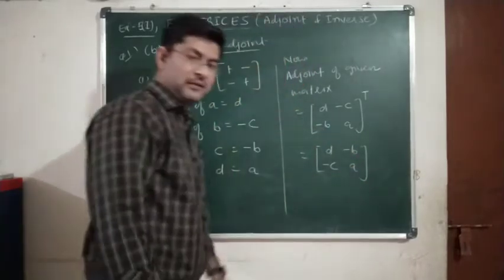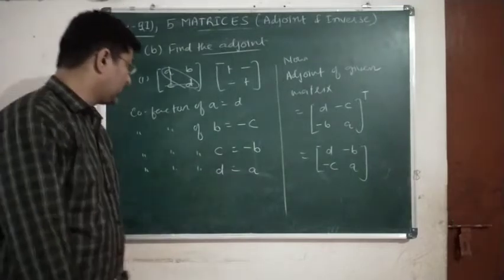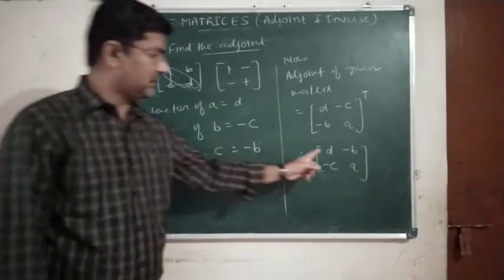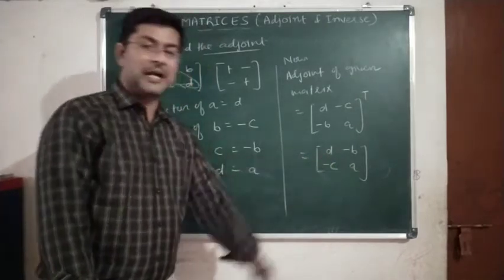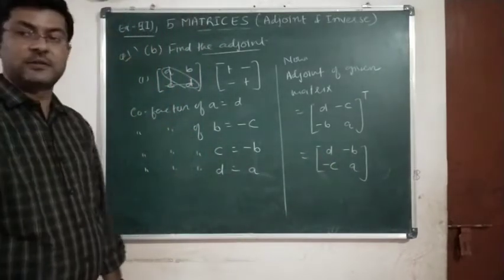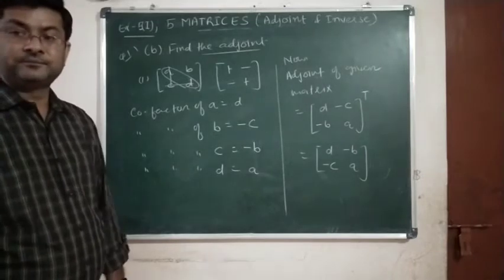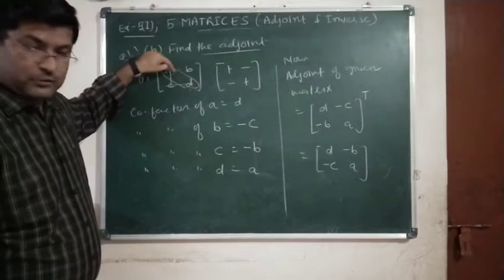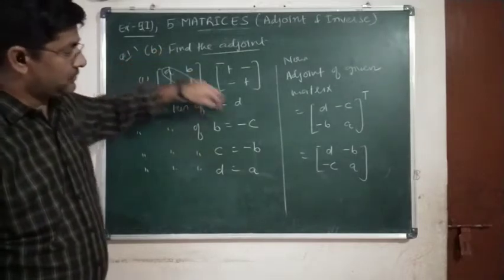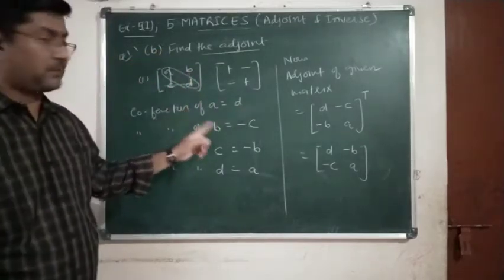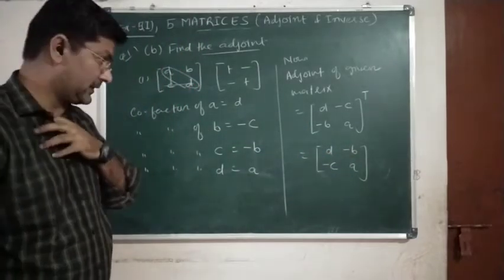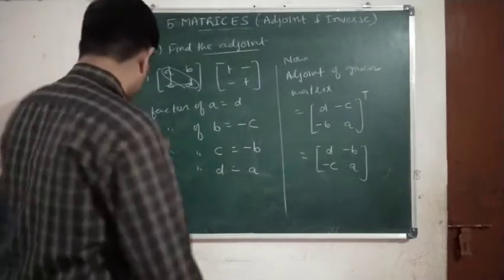Now let us check with the help of the rule we have. We are interchanging the diagonal elements, so obviously you notice that the diagonal elements are interchanged. We will change the signs of the off-diagonal elements, only the change in sign. So here B and C both are plus, so here B and C will be negative each. Clear? So this is the adjoint of the given matrix.